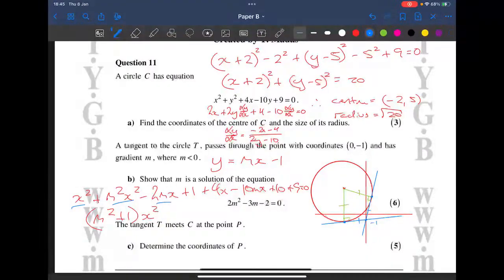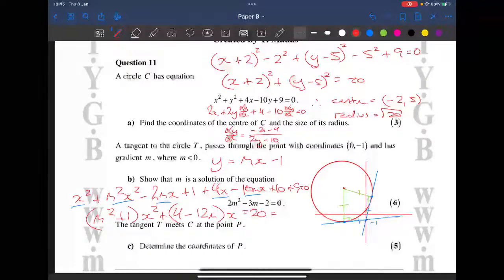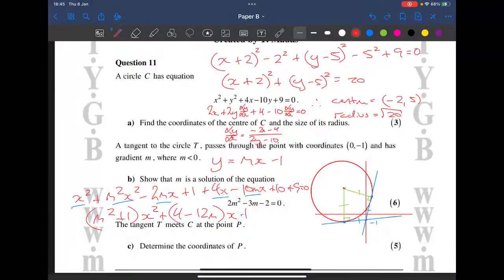For the x's, I've got 4x and the others. So what do I have here? Positive 4, and then I've got negative 2m, negative 10m. So that's negative 12m. So 4 take away 12m, times by x. That's going to be a plus. And then the numbers, I've got a 1, I've got a 10, and I've got a 9. So that gives me a 20 altogether. So plus 20 equals 0.